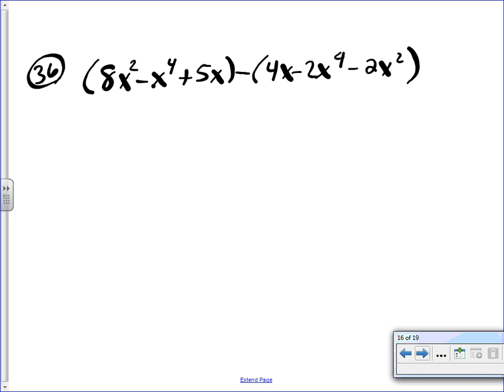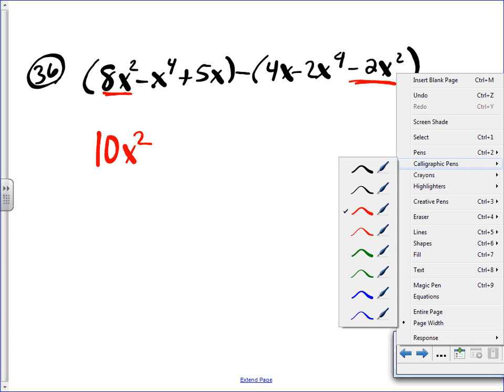Of course, we would do the same thing with number 36. Again, we're subtracting, so I'm looking at this one, and I'm going to subtract this one. So we got 8 minus a -2. What's 8 minus a -2? No, not negative. A positive 10. So that's the x squares.